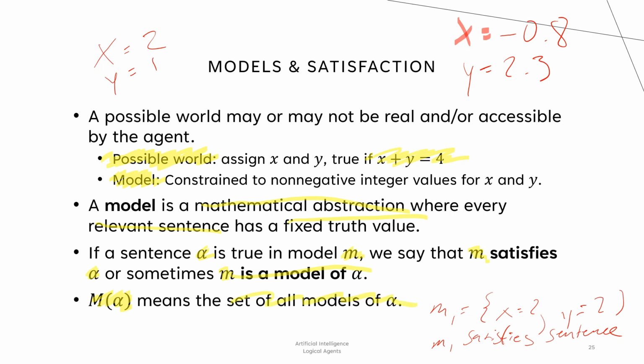For this x and y example, we've got 1 and 3 is within M of alpha. For our assignments, we've got 2, 2, 3, 1, and so on and so forth. There's going to be a lot of those. Well, our model is non-negative integer, so we're going to be limited, but there are going to be a couple of those.